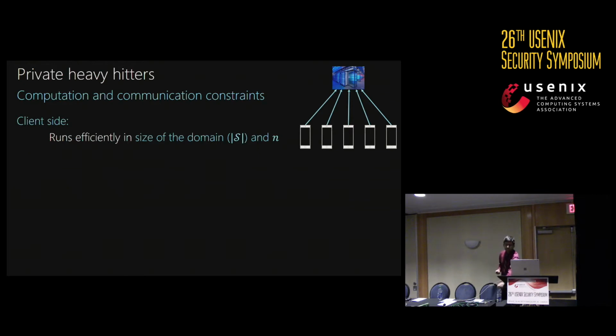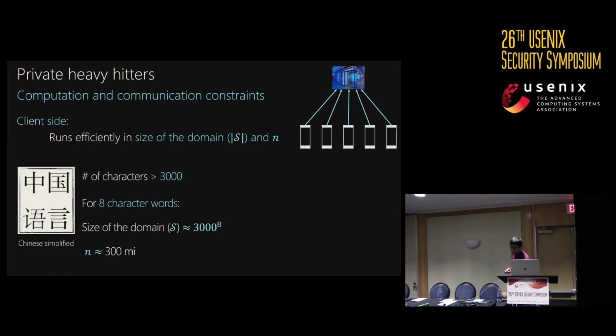This will also highlight why there was a need to design a new algorithm. So let's look at the client side. We said it should run efficiently in the size of the domain and the number of samples. Consider simplified Chinese. I have to put a disclaimer: I don't read Mandarin or Cantonese, so my knowledge is from Wikipedia. Please pardon me if I'm making a mistake. The number of characters is more than 3,000, and let's say I'm trying to learn 8-character words. So the total size of the domain is 3,000 to the power of 8. It is formidable. And your number of samples is 300 million or even higher.